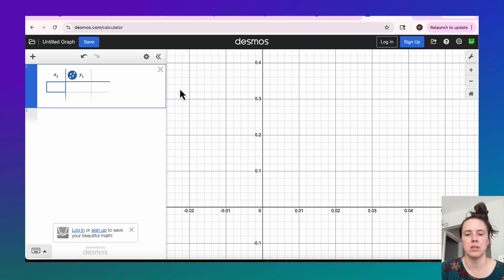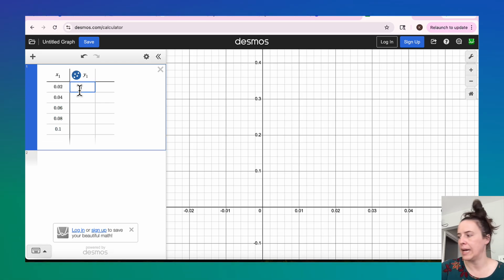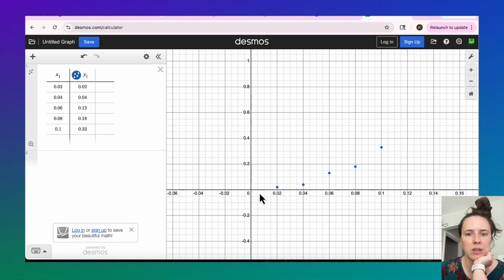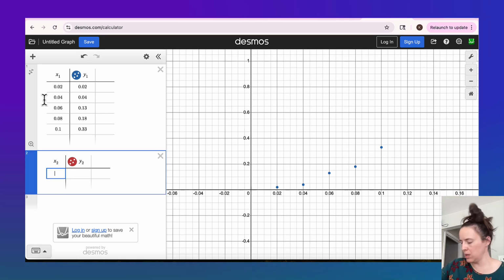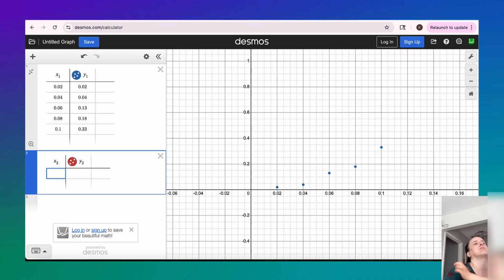So S was 0.02, 0.04, 0.06, 0.08, 0.1. My H's were 0.02 also, 0.04 also, 0.13, 0.18, and 0.33. Now, if I look at that, that looks kind of quadratic-y. Notice how it's like kind of curving up. That's my cue that I probably want to put x squared. Because quadratics go like s squared. So let's make x squared. Let's make an x squared table. So I'm going to take all the same y values.